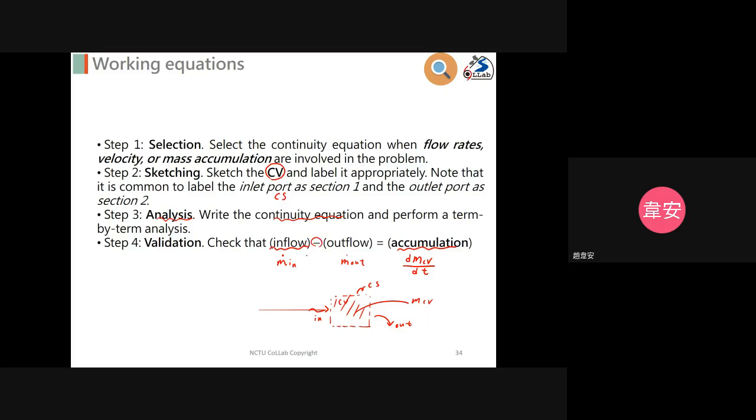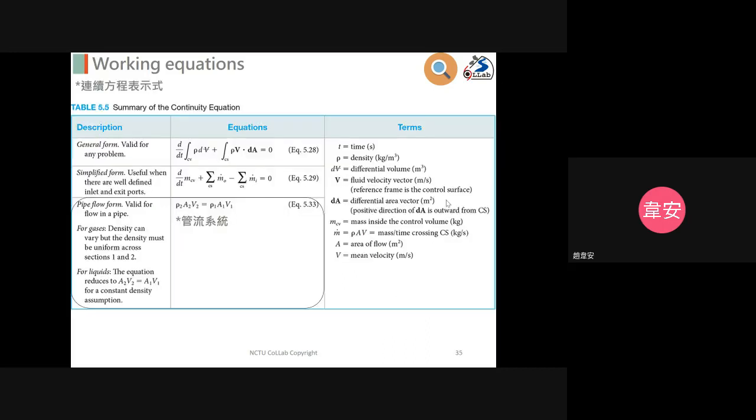If the answer is positive, we know that mass is accumulated in the control volume. But if the answer is negative, we know the mass flows out, and the mass inside the control volume decays. Okay, so this is a general form, but we operate by integrations. This is our continuity equation, and we can also rewrite it by the sigma.